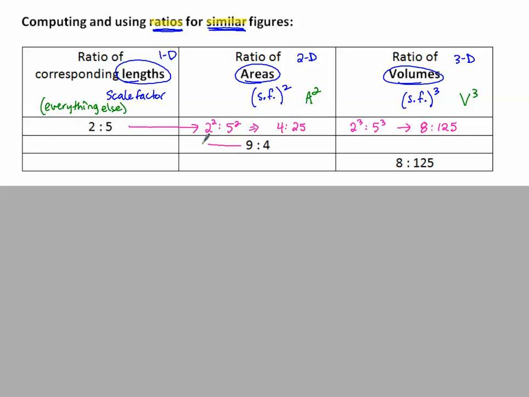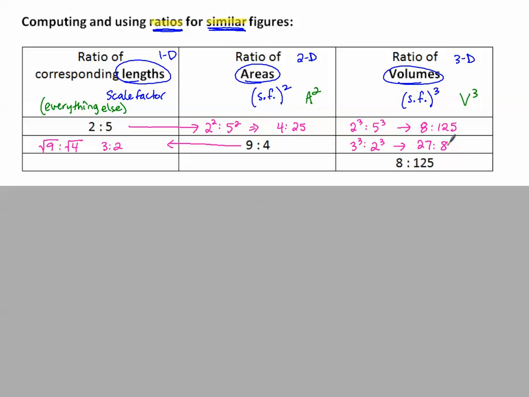How do we go from area if we start here? First, let's go back to scale factor. So if these are numbers squared, how do I make them not squared? By doing the square root. Square root of 9, square root of 4, that makes 3 to 2. The scale factor is 3 to 2. Now how do I get to volumes? 3 cubed, 2 cubed makes 27 to 8.